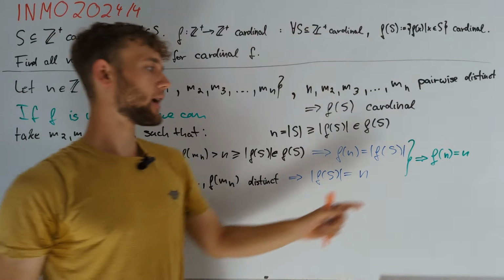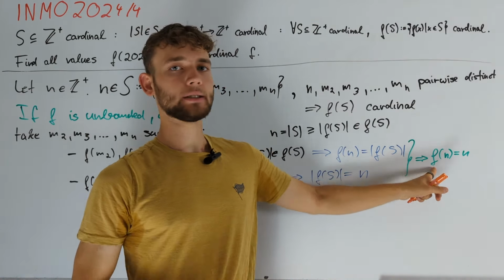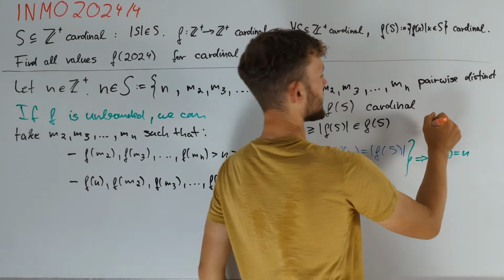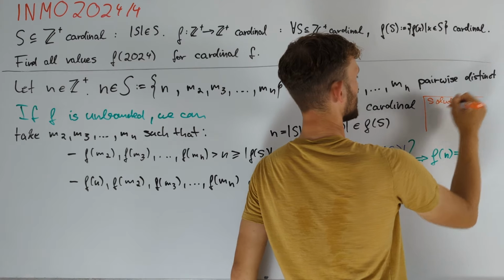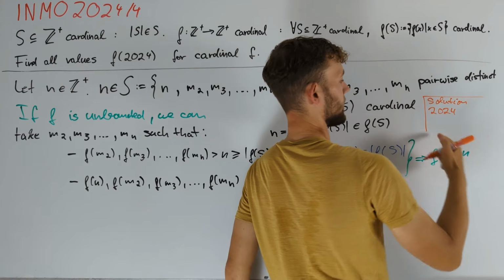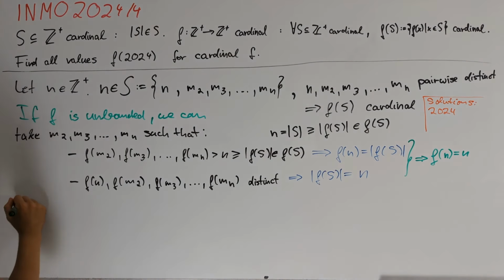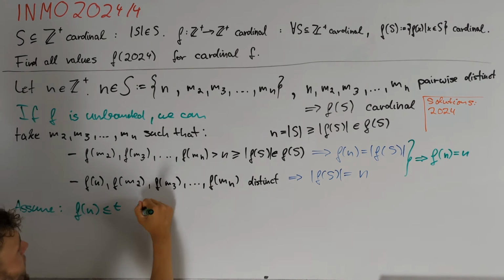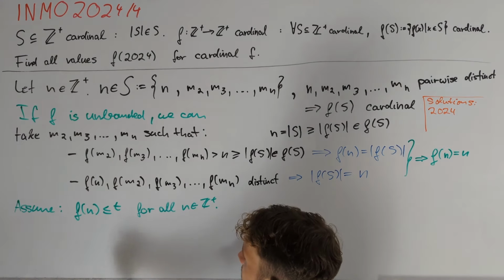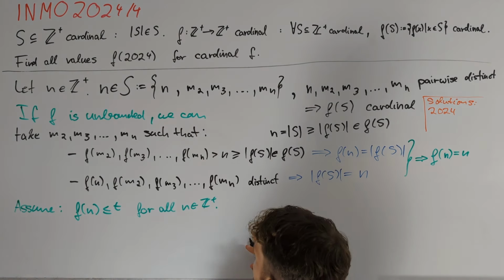So it follows that f(n) equals n for all positive integers n. This function f is indeed a cardinal function, and so we can write down as a first solution the value 2024 for a possible value of f(2024). Now let us assume that f is bounded, or in other words, that there exists a t such that f(n) is less than or equal to t for all positive integers n. So f only takes finitely many different values, namely 1, 2, up to t.